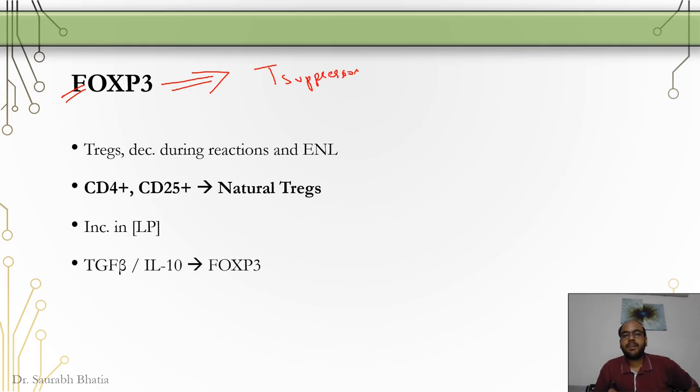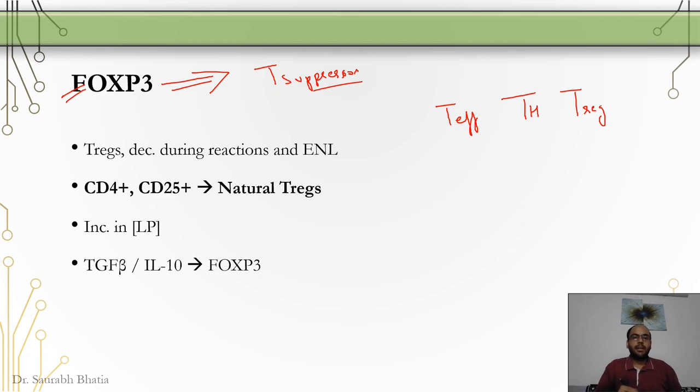So in the previous video, the part 1 video, we discussed T effector cells and T helper cells. Now we are going to discuss T regulatory or T suppressor cells. Initially, they were known as T suppressor cells because their function was to suppress the immune response. But now they have been termed T regulatory cells because they regulate the immune response.